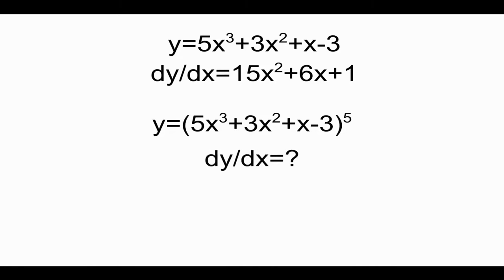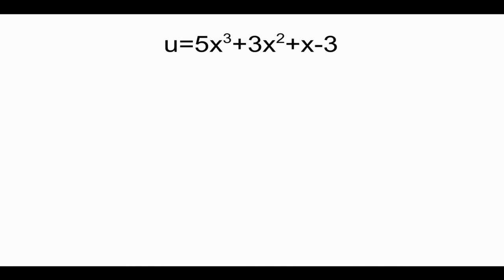So how does the chain rule work? How would you find the derivative? Well, the first thing you would do is assign the expression inside the parentheses, the 5x cubed plus 3x squared plus x minus 3, to a variable. Let's say that expression equals u. All right, there we go.